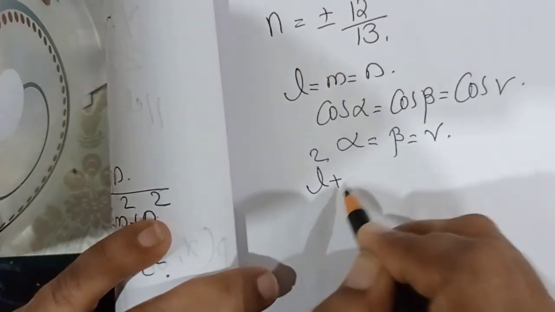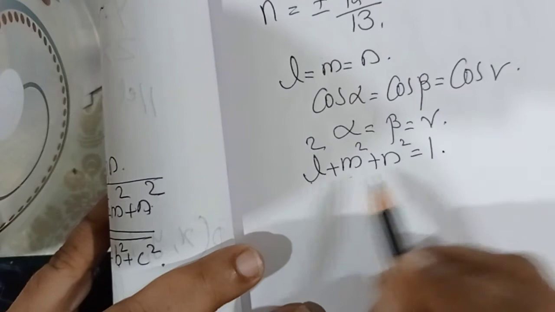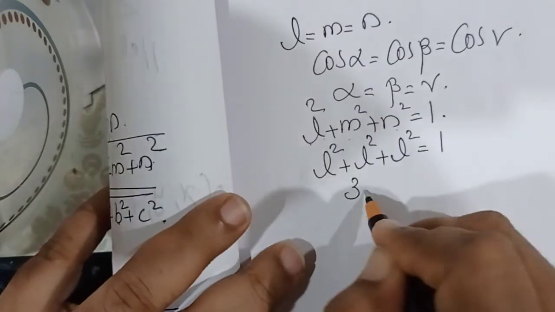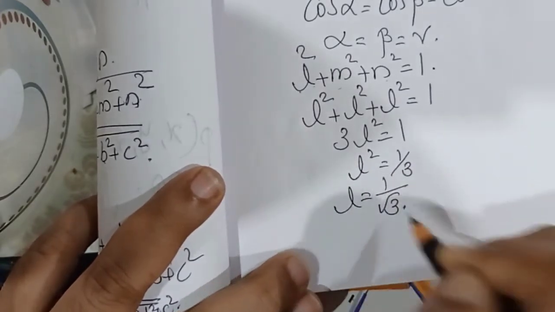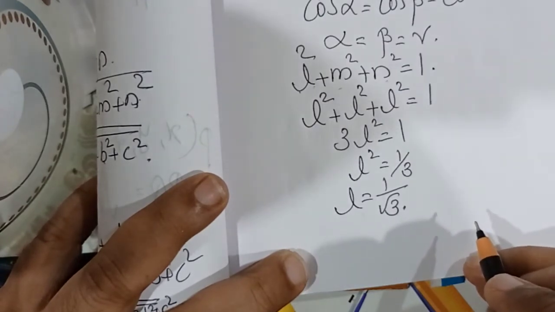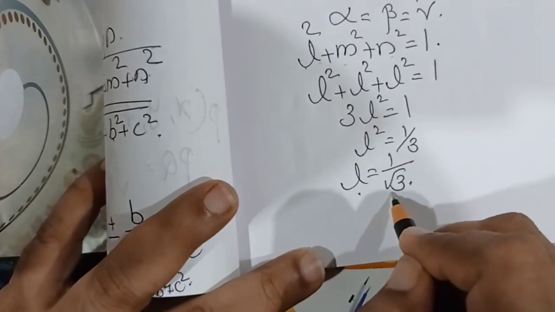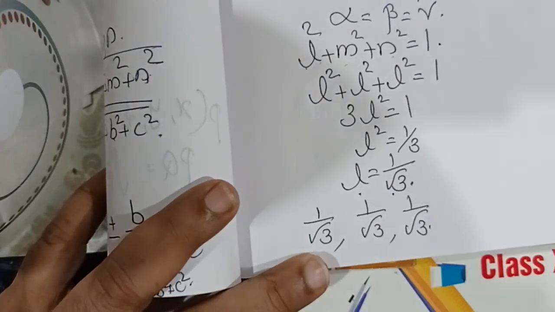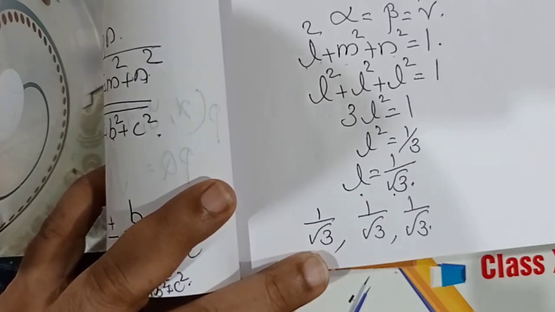That means we know that L square plus M square plus N square is always 1. If you put M equal to L and N equal to L, you will get L square plus L square plus L square equal to 1. 3L square equal to 1 means L square equal to 1 by 3, or L is equal to 1 by root 3. Therefore, L equal to M equal to N. The direction cosines are 1 by root 3, 1 by root 3, 1 by root 3. Okay.